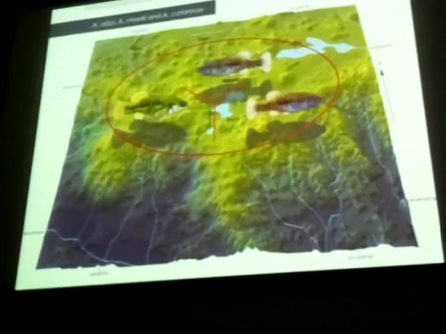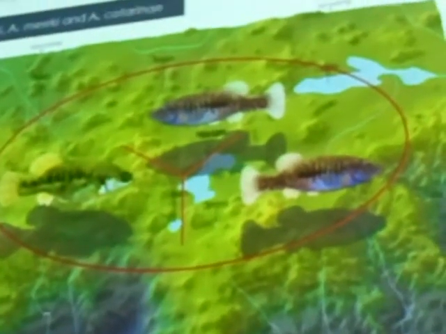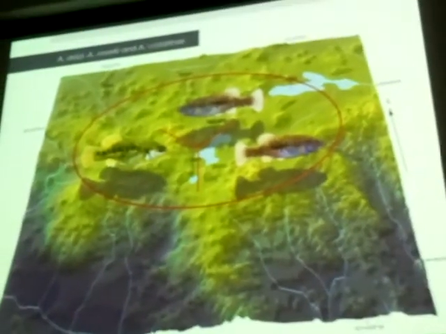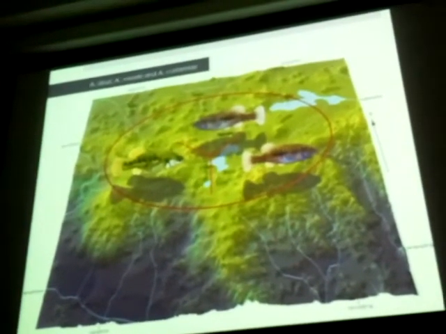This work tries to explain the split of these three species, and maybe these three species have all the processes that other species of the genus have had to go through during the evolution.